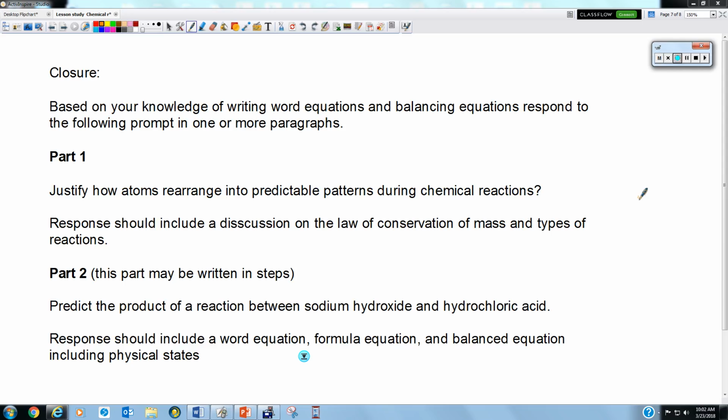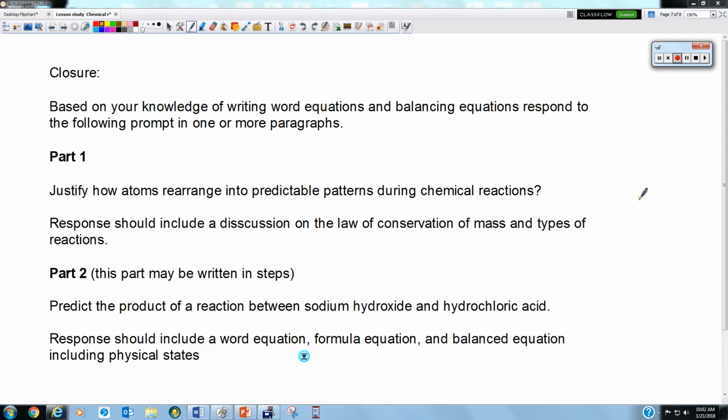So based on your knowledge of writing word equations and balancing equations, respond to the following prompt in one or more paragraphs. First, I would like you to justify, think about how atoms rearrange into predictable patterns during chemical equations. So you've seen several different chemical equations by now in your homework packet and in this. So I want you to go ahead, look at those, and in your response, make sure you discuss the law of conservation of mass, why this applies to chemical reactions.